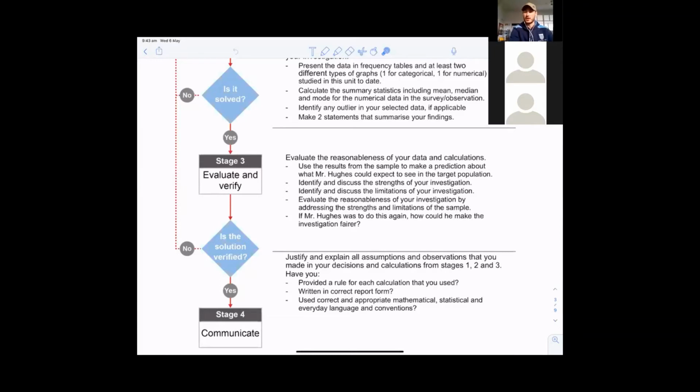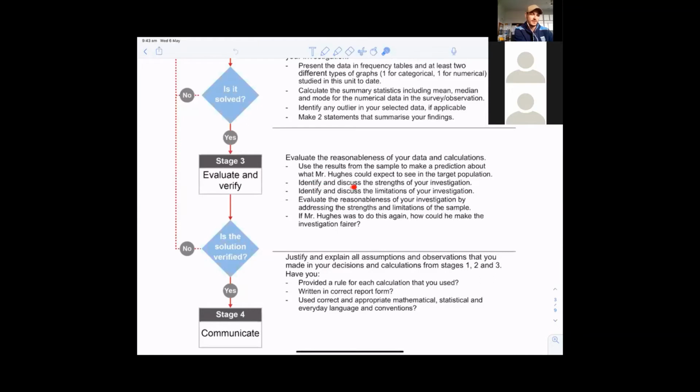Now, you might just say, I think the data is going to be exactly the same. Or you might say, I think year 8 students are probably less likely to use social media than older students. And therefore, if the average social media use was 2 hours for year 8s, I think it might be 3 hours for the rest of the school because they're older, or something like that. So you're taking what you know and using some assumptions to predict about the future. That's this first dot point here. What could Mr. Hughes expect to see in the target population?